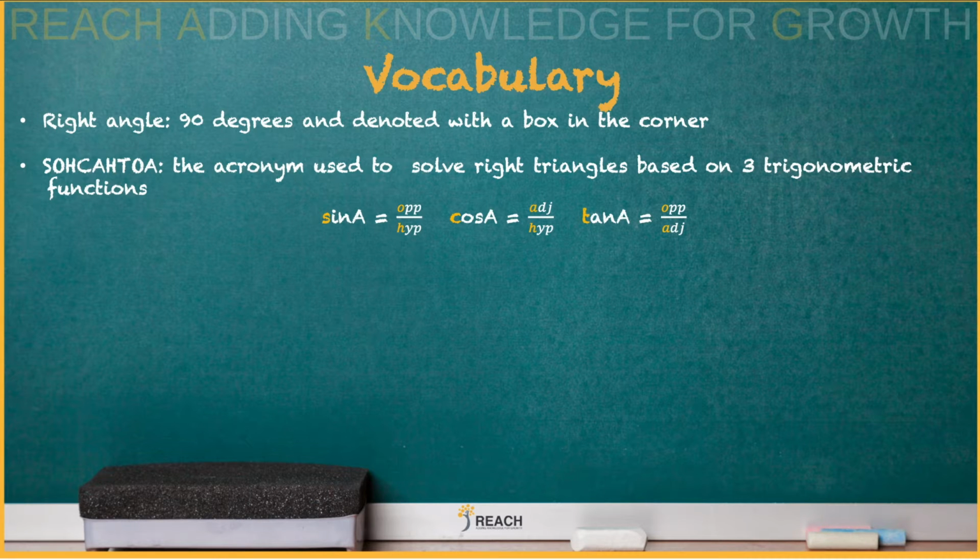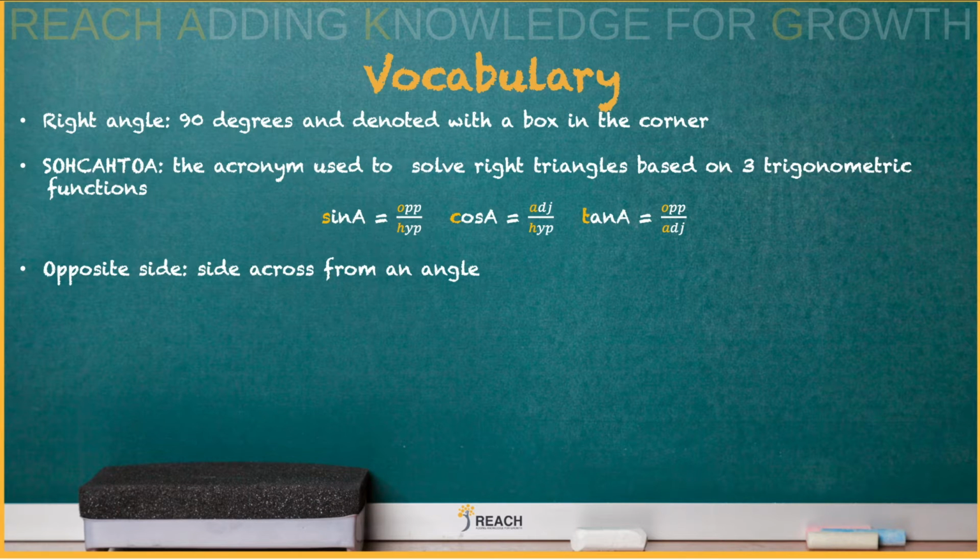So sine, as you see highlighted in yellow or goldish, S is the sine, and OH stands for opposite over hypotenuse. The next one is cosine. Cosine is the C, and that stands for adjacent over hypotenuse. And then tangent, tan, represents opposite over adjacent. And the A beside the trig function, so you said sine A, cosine A, tan A, just stands for the angle.